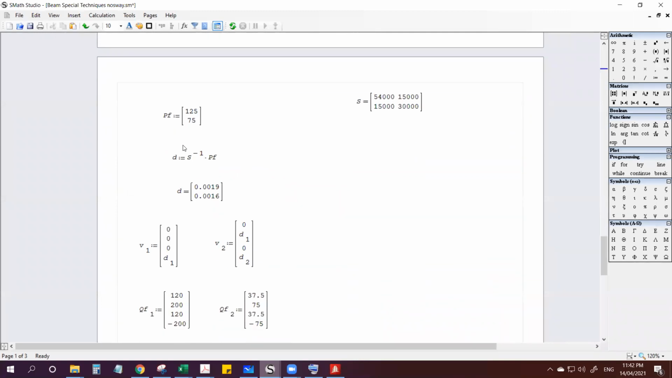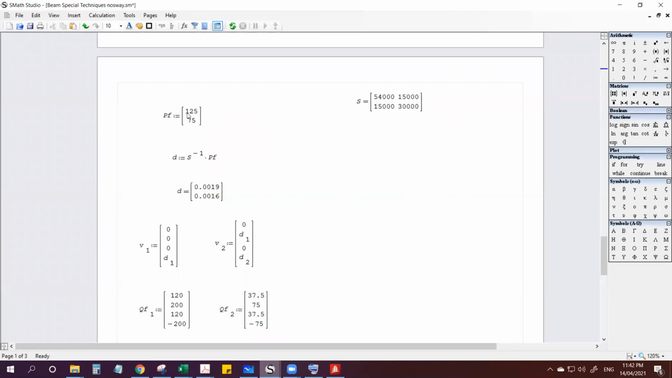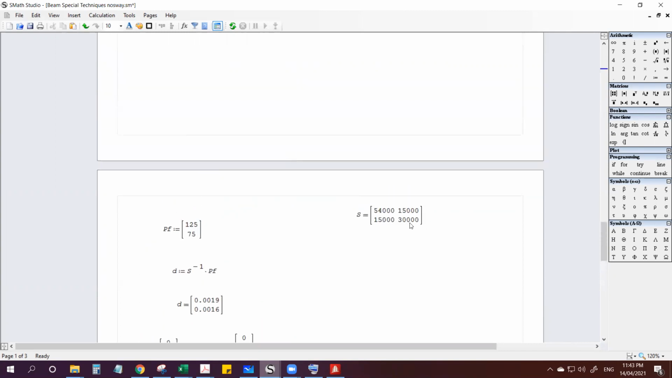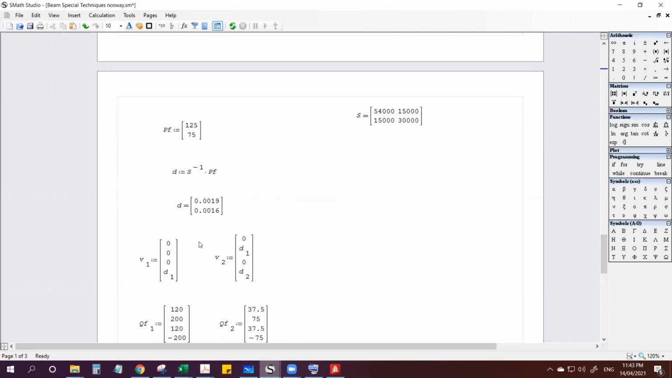Now, as you notice here, our PF is positive 125 and 75. That's why I rewrite the formula here, because we have a negative here and negative on our elements. So that makes it positive. Okay, that's why I made this positive already. And that's it. Getting the inverse of this multiplied to P sub F, you have our displacement, both rotation.